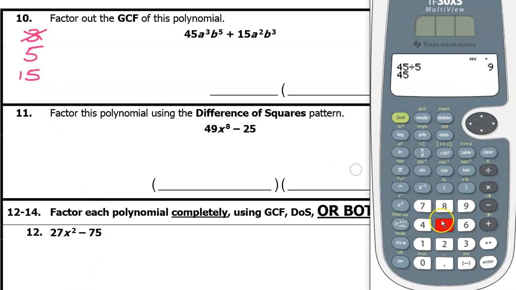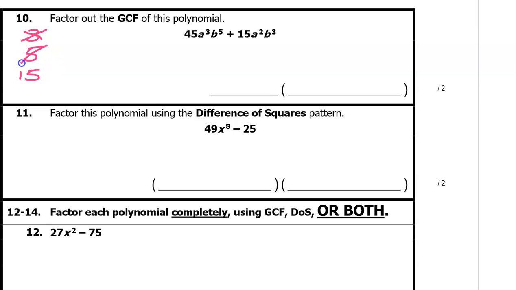You might have noticed this earlier if you were paying careful attention when I divided by 3. But yes, 45 is divisible by 15. 15 goes into 45 3 times. That means that 5 is not going to be part of the greatest common factor. 15 wins. You want the biggest number you can. And in this case, the greatest number is 15. So a common mistake is putting a 5 right here. It should be a 15.